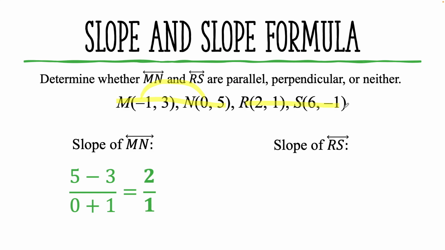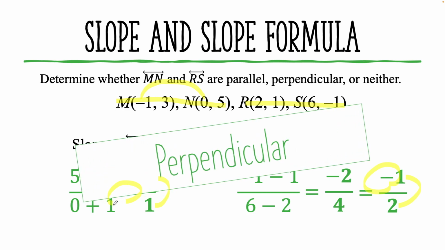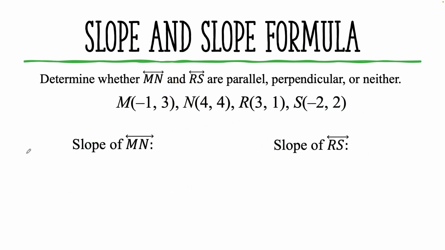Okay, now we'll work on R and S. We've got negative 1 minus 1 over 6 minus 2, which equals negative 2 over 4. Now let's reduce that fraction, and we get negative 1 over 2. Well, they're not the same, but look, the 2 and the 1, those are flipped. One of them is negative, one of them is not, which means these 2 lines are perpendicular. Negative reciprocals.